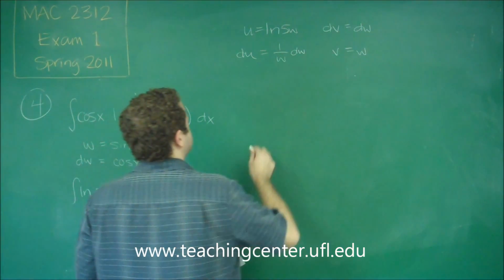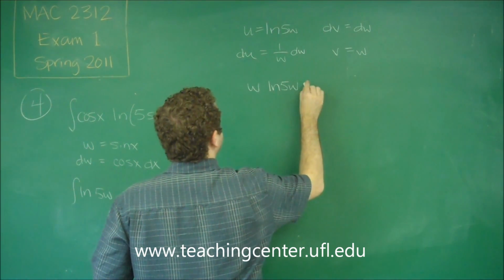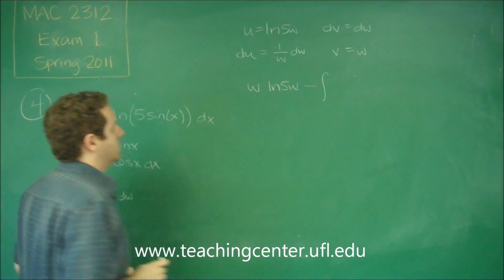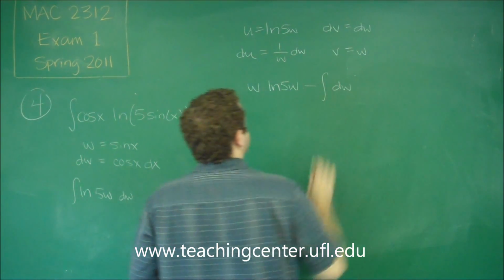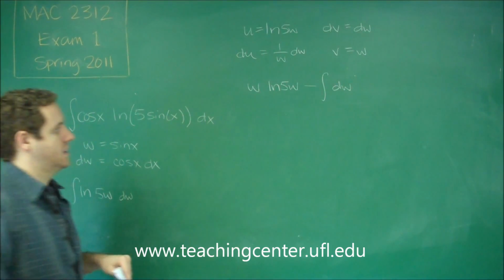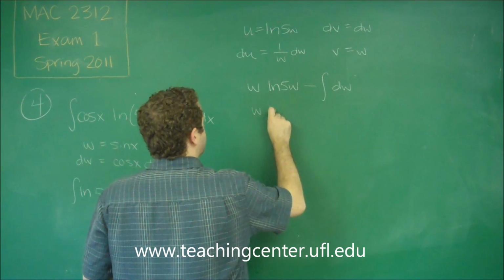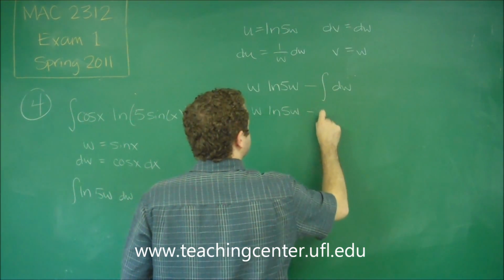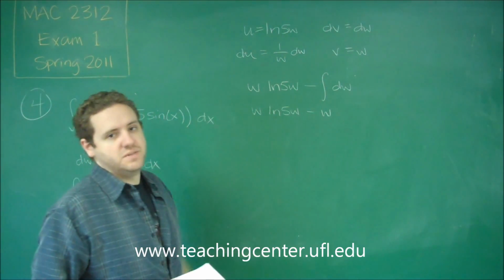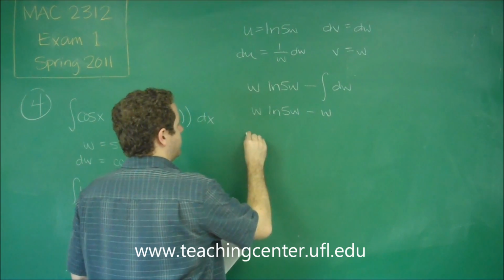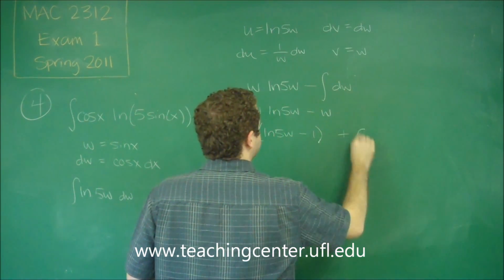So in our integration by parts formula, this would be w times ln 5w, u times v, minus the integral of v du. In this case, that is just dw because the w and the 1 over w cancel out. So we'll get w times ln 5w minus w, integration of dw. And finally we could factor out a w there, minus 1, we have plus c.